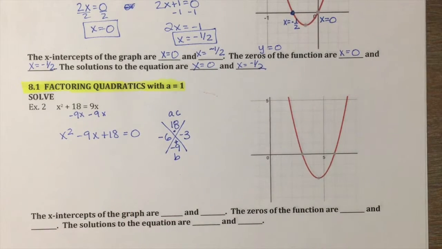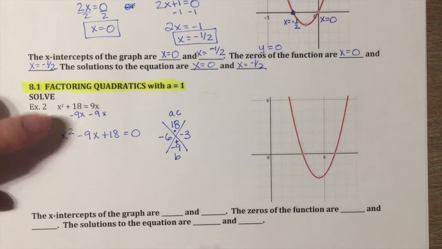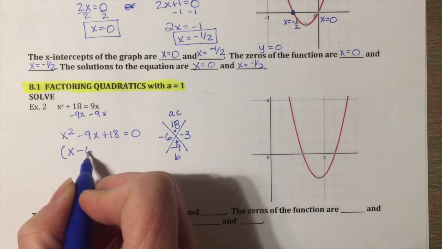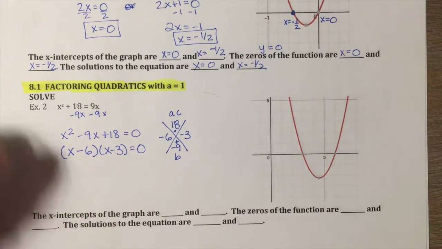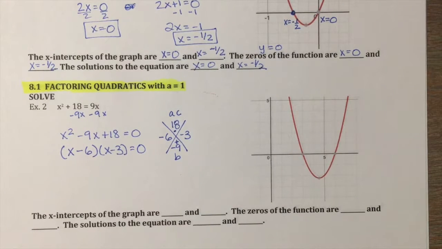Hopefully you thought of negative 6 and negative 3. Because there is no a term here, I'm allowed to just write my factored terms as x minus 6, x minus 3, and again, that's because my a is 1. Notice, unlike what we were doing before, there's an equal to 0 here.